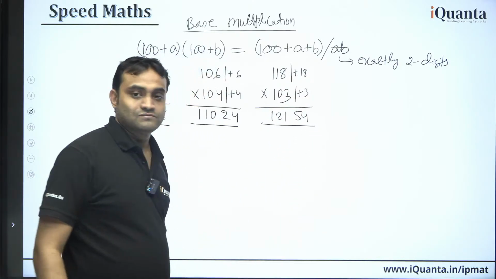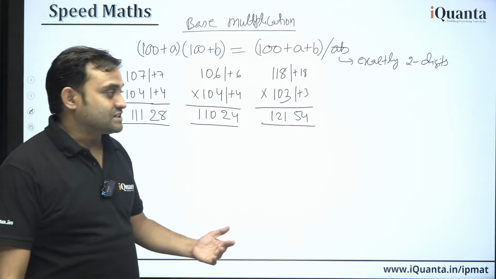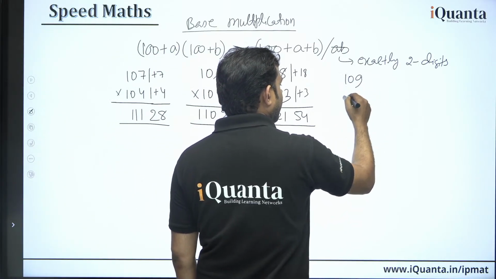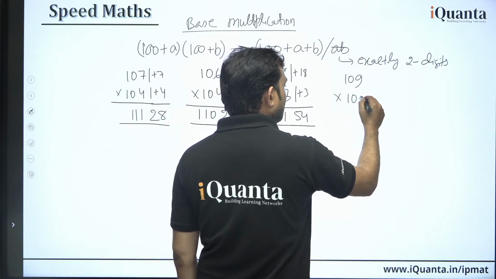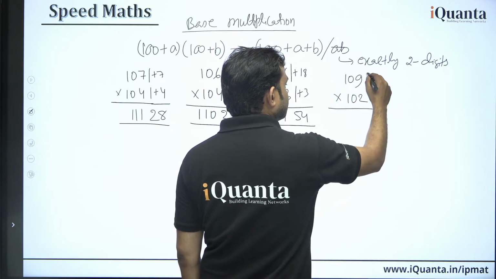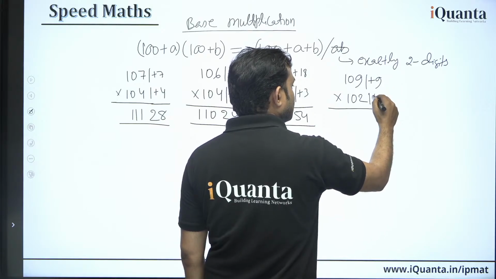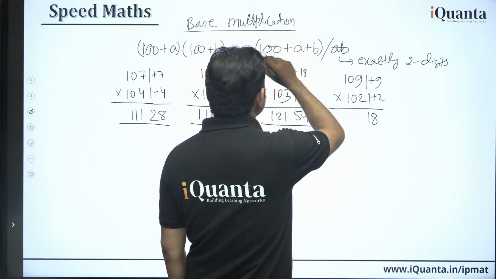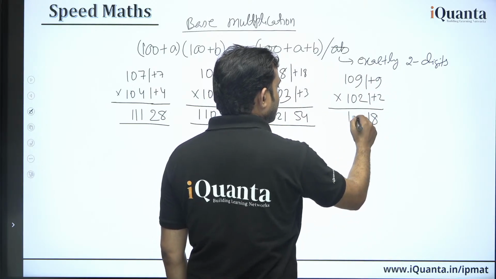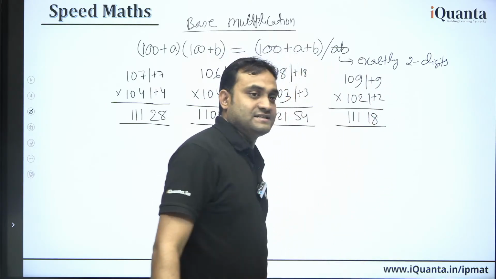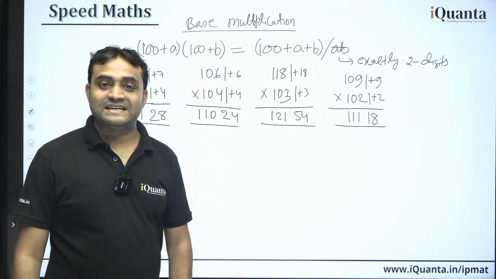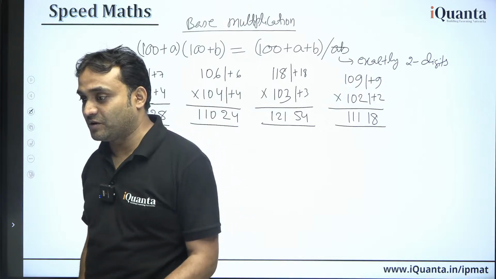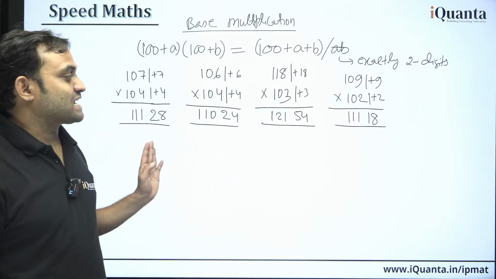Right? Let's take another example, like 109 into 102. The surplus here is 9. The surplus here is 2. 9 into 2 is 18. 100 plus 9 plus 2 is 111. This is as easy as possible, right? Batao, is this clear to everyone? Did you know this calculation?